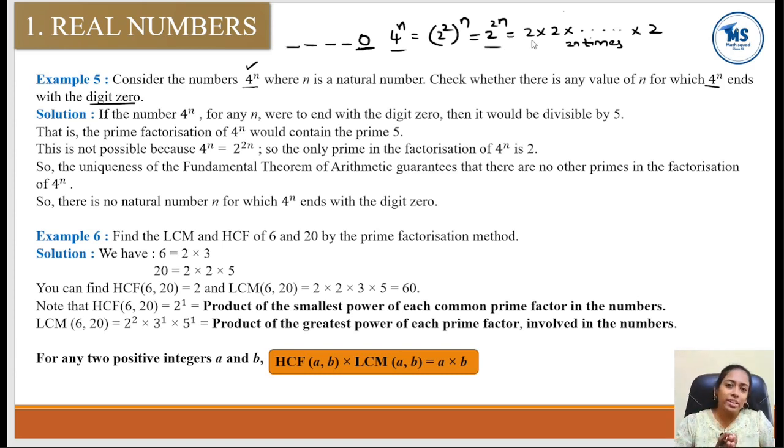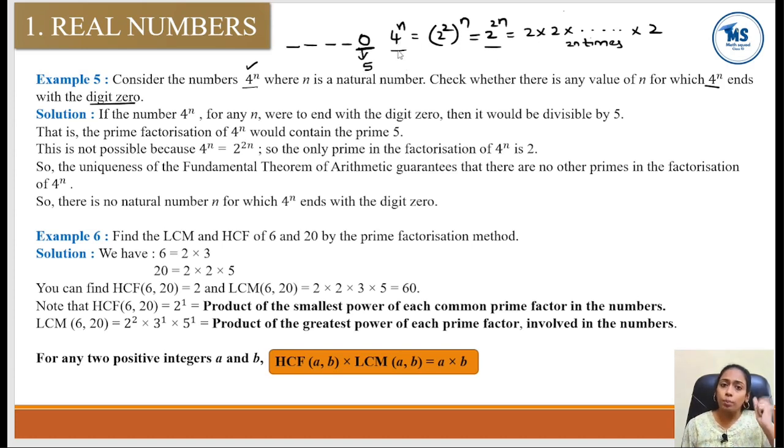You probably know the divisibility rule of 5, right? If any number is divisible by 5, the last digit should be either 0 or 5. That means if any number has 0 in the end, it must be divisible by 5. So if our number has 0 in the last place, it must be divisible by 5, which means 5 has to be present in the prime factorization of the given number.